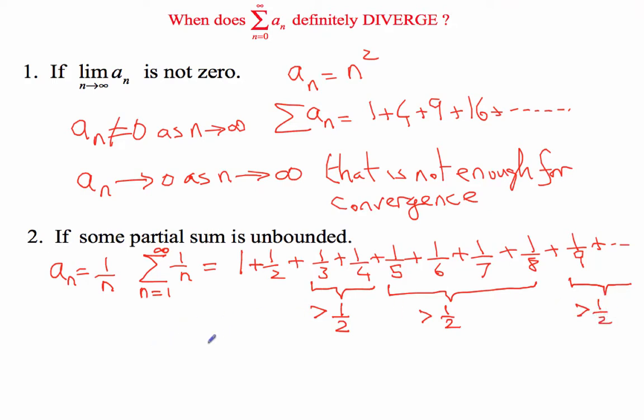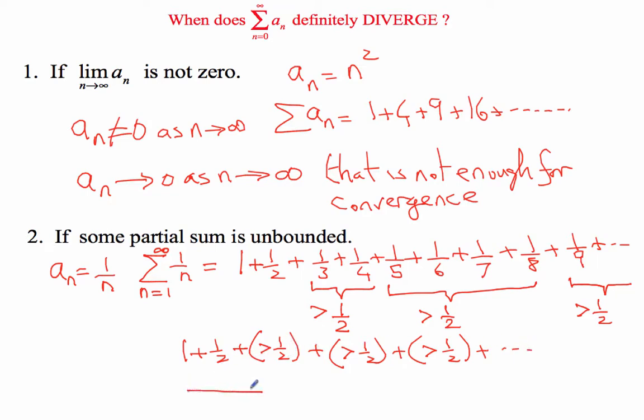So what I'm adding up is a number 1 plus a number half plus something that's bigger than half. I'm just going to write it like this, bigger than half, plus something again that's bigger than half, and an infinite number of terms, each of which are bigger than half. So this then becomes larger and larger as I include more and more terms, and so this goes to infinity.